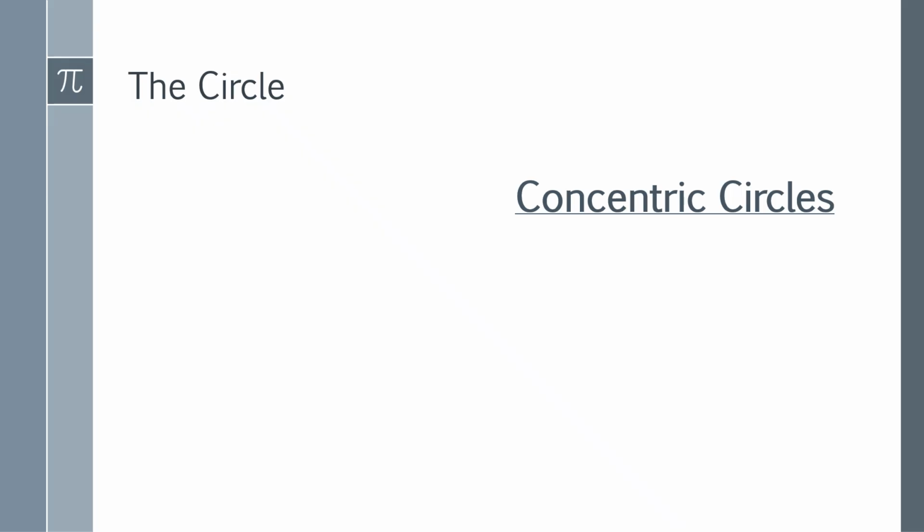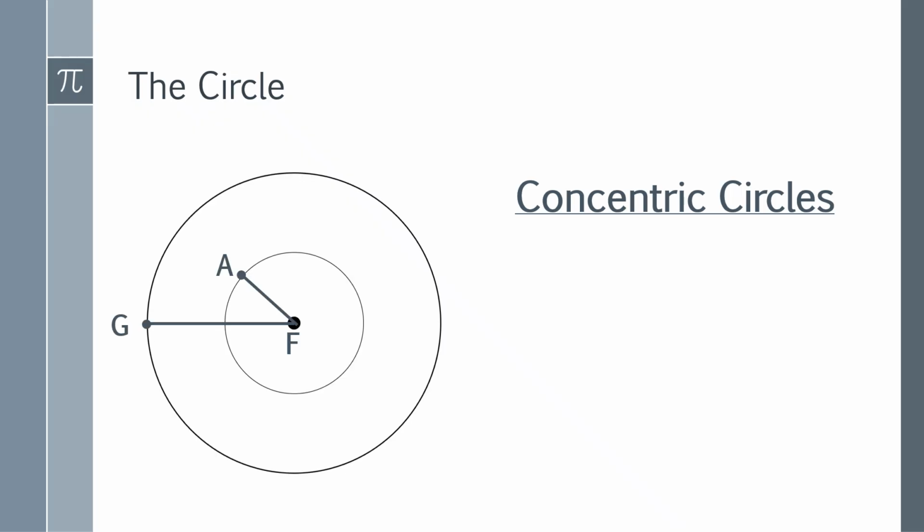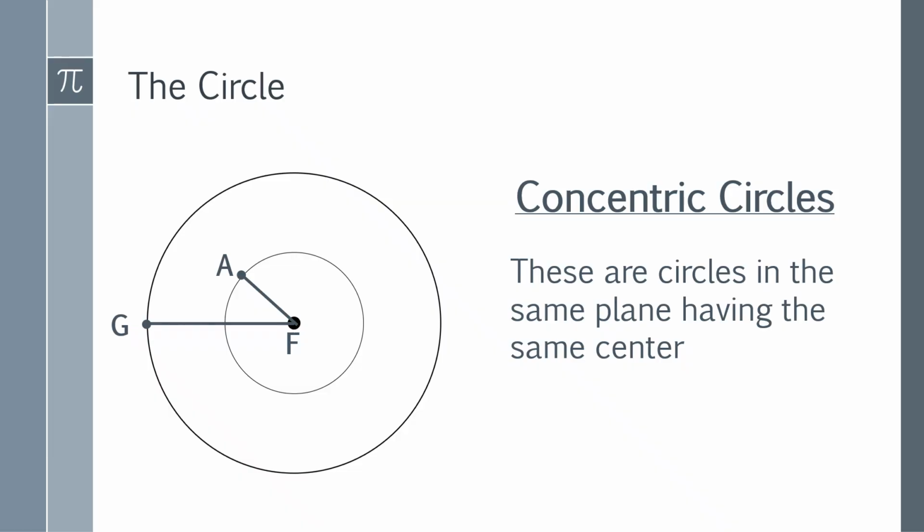Another term we have is concentric circles. So as you can see in the figure, there is a big circle and there is a small circle. And we have two different radii that share the common center. So when we say concentric circles, these are the circles in the same plane having the same center.